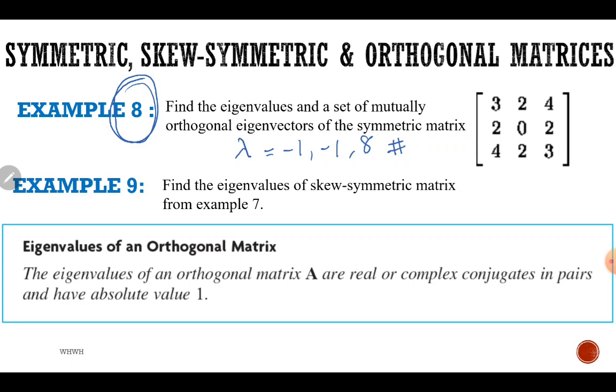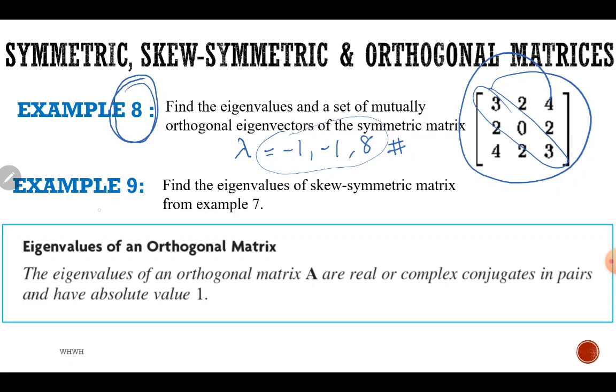For your further understanding, you can try to solve this matrix, find its eigenvalue, and the correct eigenvalue is negative 1, negative 1, 8. We can see jawapan kita ni correct because 8 tolak 1 is 6. Nampak? 0, 3 tambah 3 is 6. See? Okay, so this is the correct. You may try on your own.